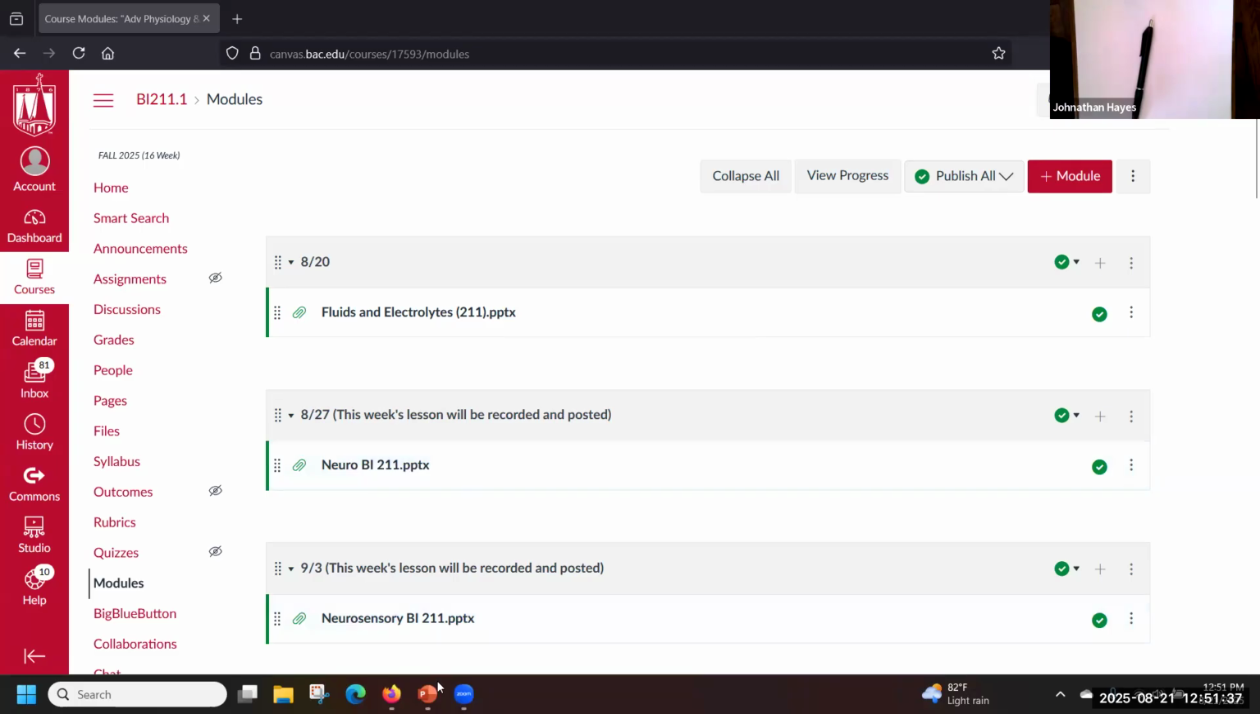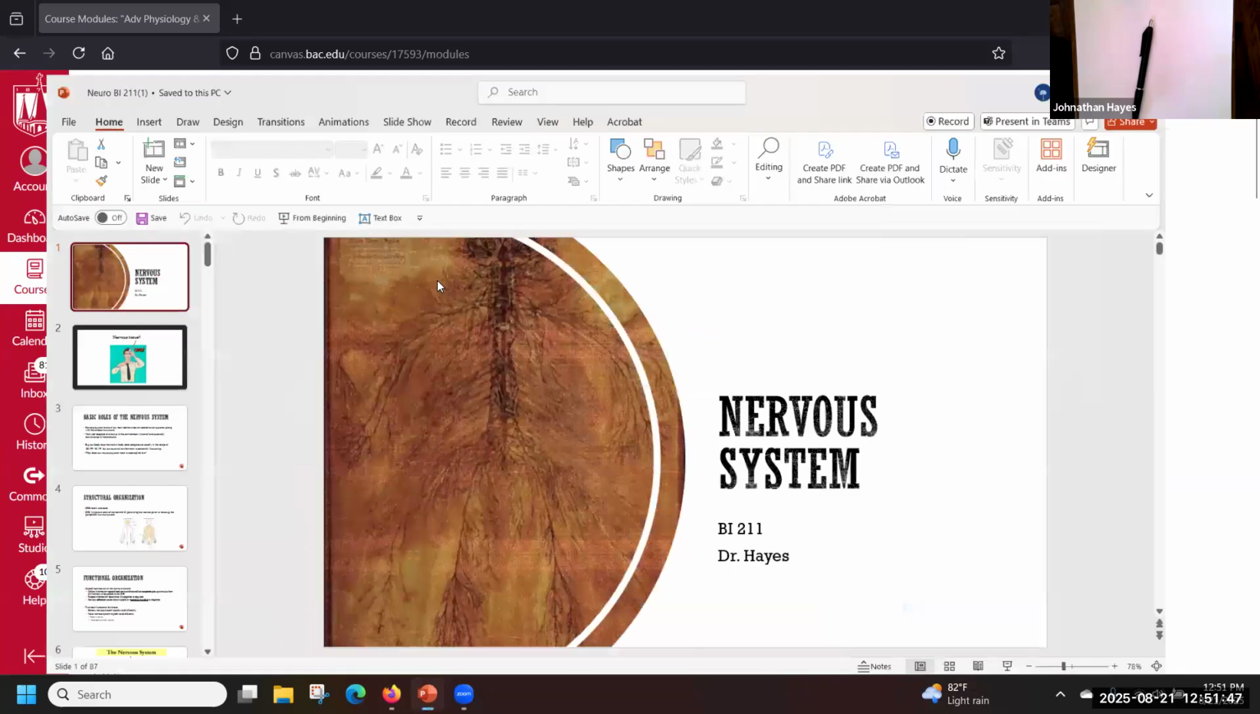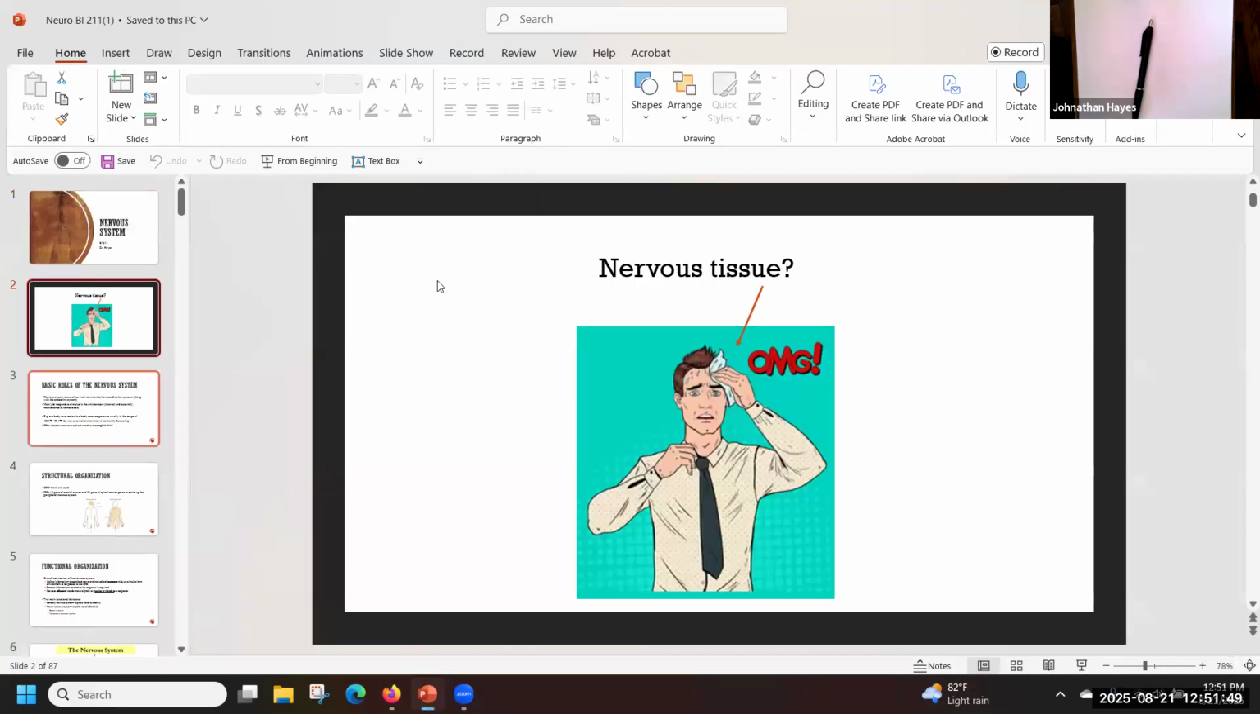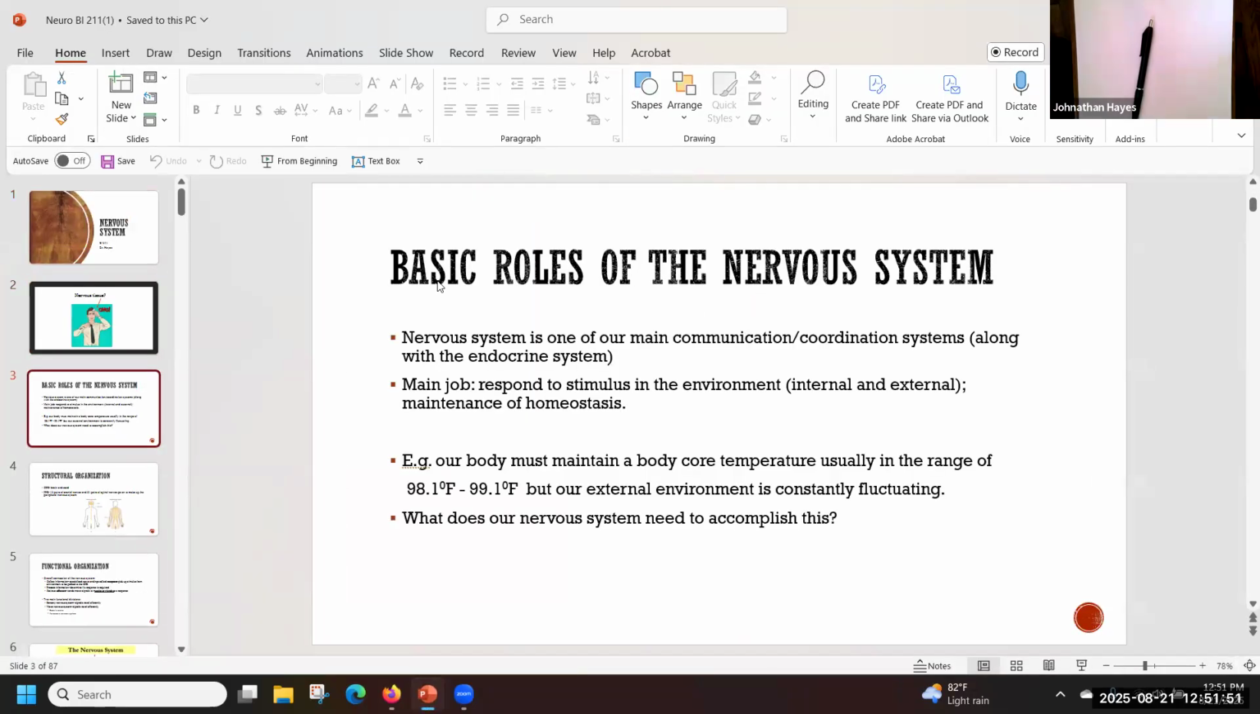But as you start going through the beginning, the basic foundation of what we do in this class is we go back and we look at things that we already have some knowledge about. Like, for example, the basic role of the nervous system was meant to be a communication coordination system, and it was meant to respond to stimulus.